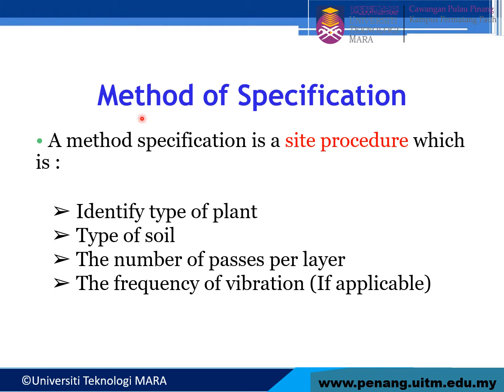Alright, now we refer to the method specification. A method specification is a site procedure which identifies the type of plant, type of soil, the number of passes per layer, and the frequency of vibration if applicable. So we will go one by one after this.